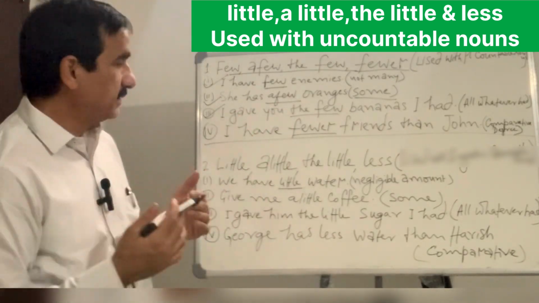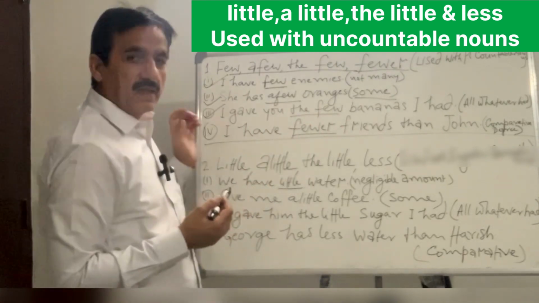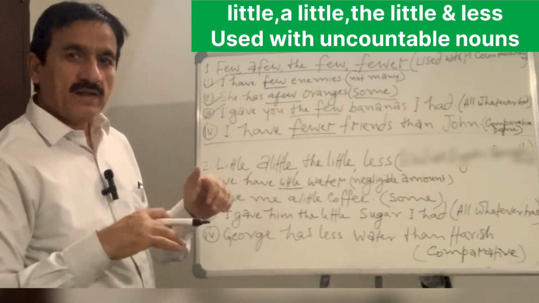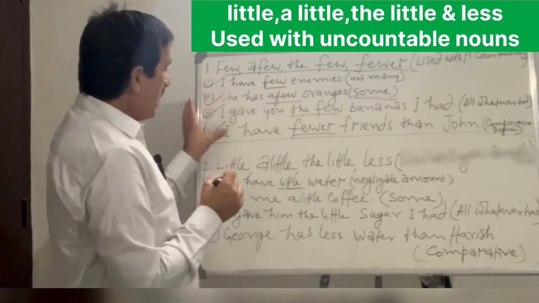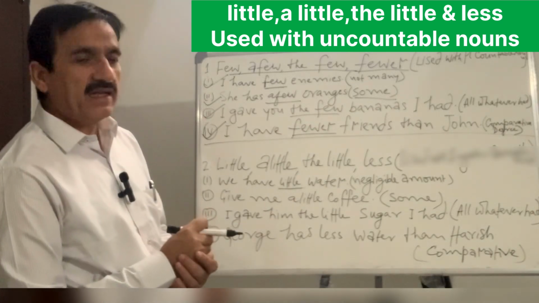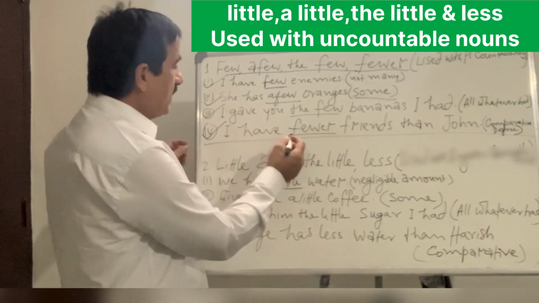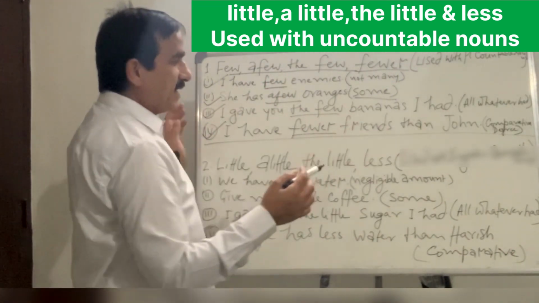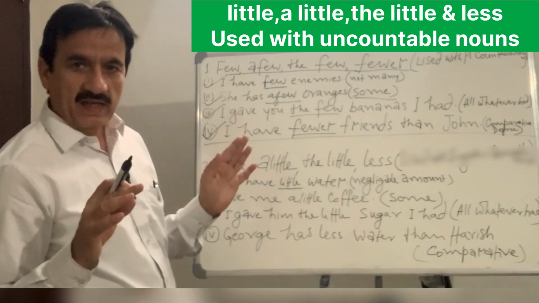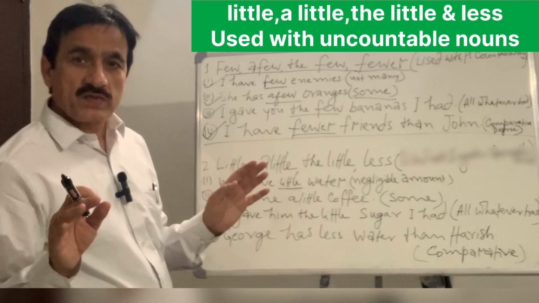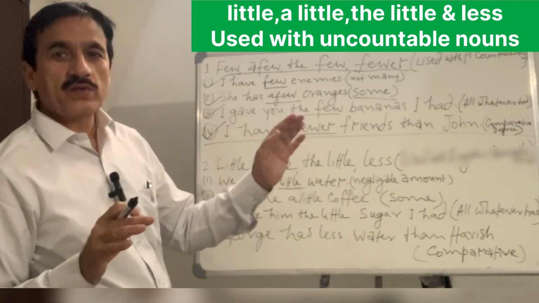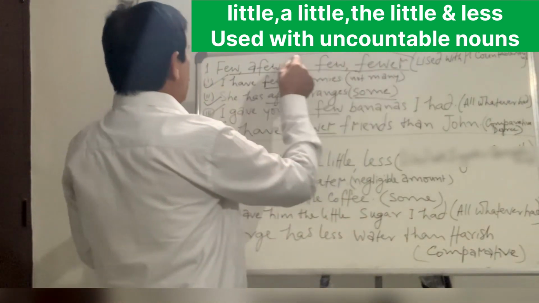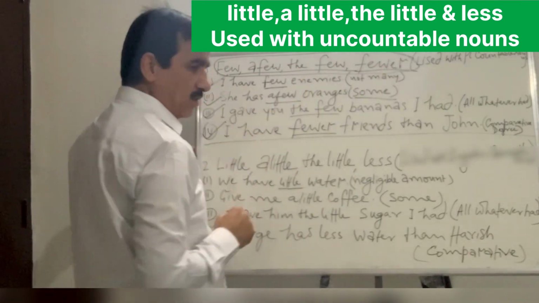I have the few friends but they all are good. I have fewer friends than John. Here fewer is what? Comparative degree of few. Means जॉन के पास जितने दोस्त हैं उतने मेरे पास नहीं, मेरे पास जॉन से कम दोस्त हैं। This is the comparative version, fewer. So all these are used for countable plural nouns.